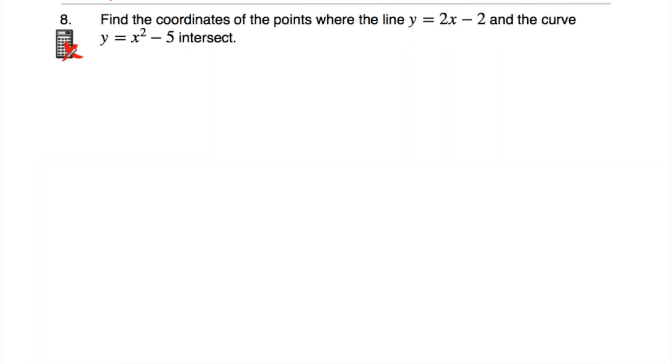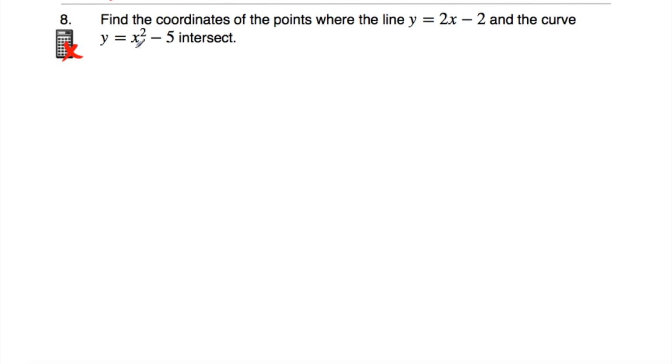Okay, let's have a look at our next question, question number 8. So question number 8 is: find the coordinates of the points where the line y equals 2x minus 2 and the curve y equals x squared minus 5 intersect. So we've got this straight line and this quadratic, and we want to find the coordinates of the points. Because there are two points, the line and the curve intersect twice.